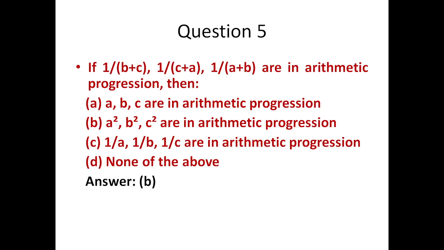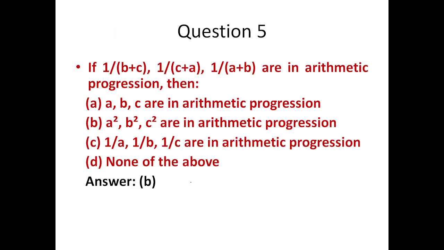Now come to the question number 5. Here it is given that 1 upon b plus c, 1 upon c plus a, 1 upon a plus b are in arithmetic progression. Then which of the following is correct? Now solve it by the condition. As we know, if three terms a, b, c are in AP, then we have b minus a is equal to c minus b, or it can be written as b is equal to a plus c upon 2, where b is the arithmetic mean of a and c. Now use this result to solve this.